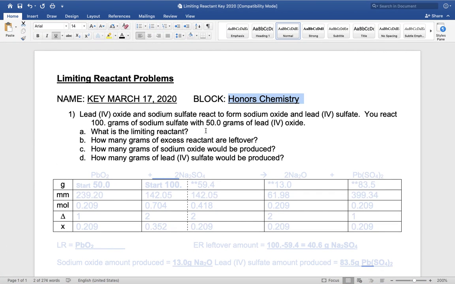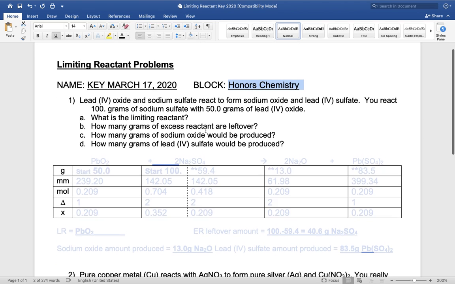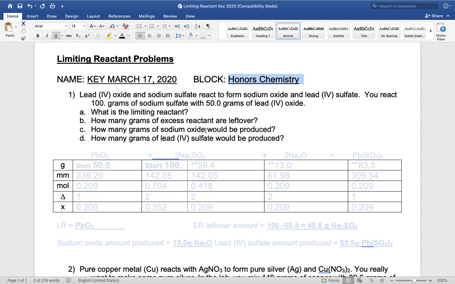Hey, honors chemistry students. I want to go over the limiting reactant problems homework. You can check this to see if you're on the right track on how to do limiting reactant problems. There are a few critical things that we really need to make sure that we get when we do these problems. So let's go through the first one.